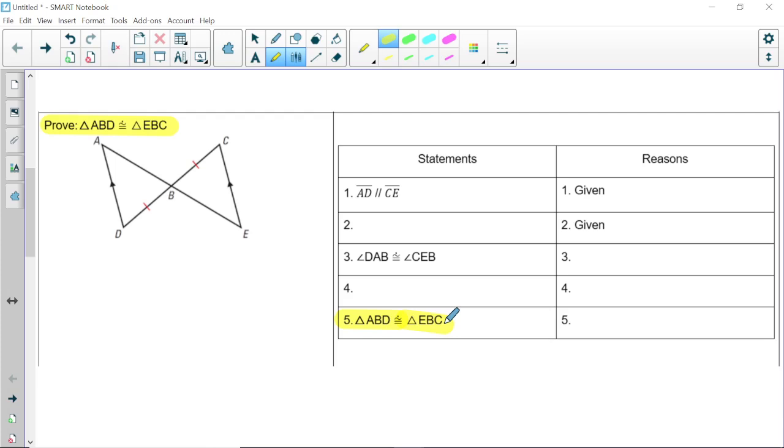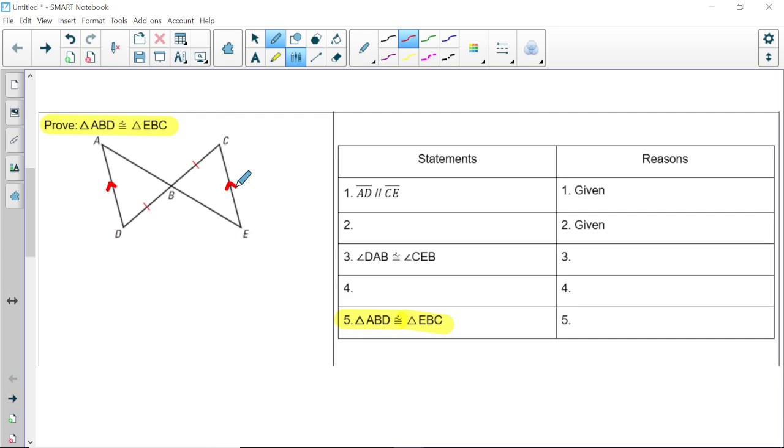If we look over at our statements, we do see that segment AD is parallel to segment CE, and that is shown to us in the diagram as well. You've got the arrows on them. Arrows mean parallel. Arrows do not mean congruent, so we cannot assume that those sides are congruent. So we do not have a pair of S's. We only know parallel. Our reason is given because it is shown in the diagram.